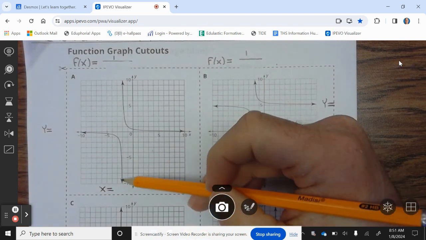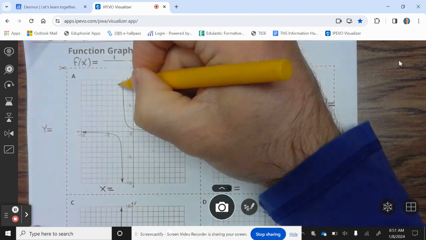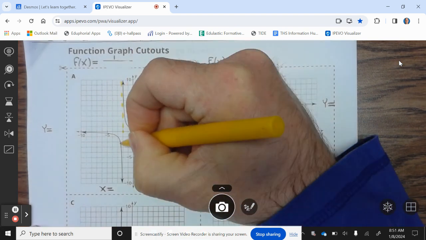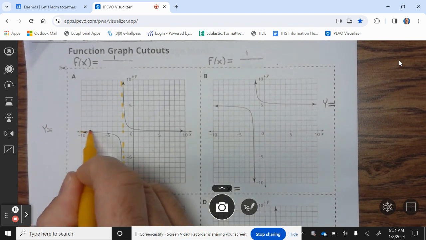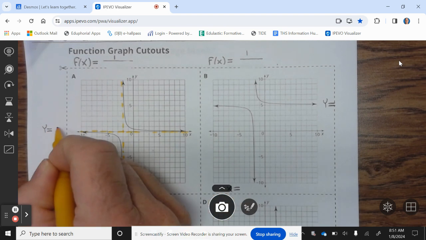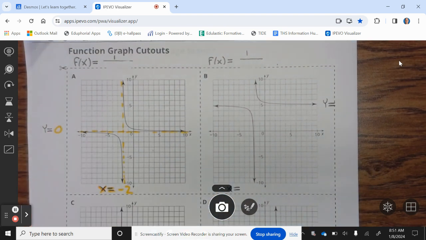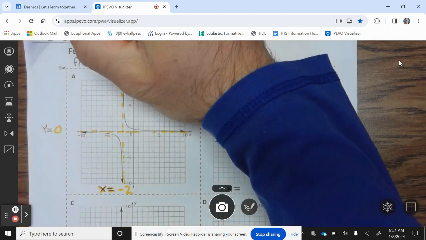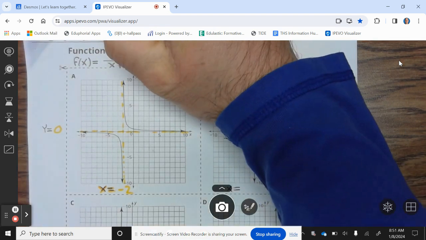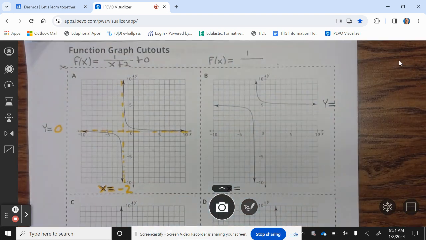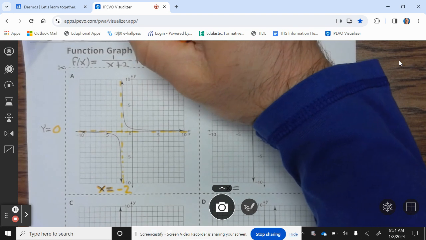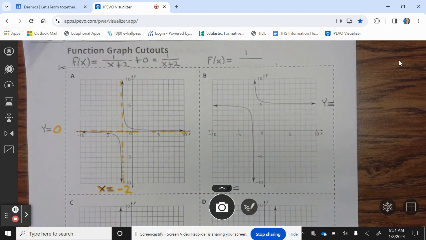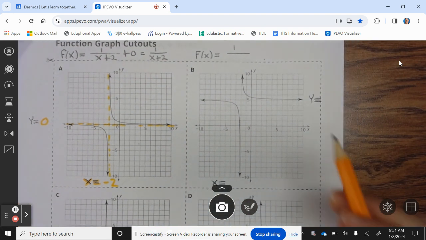Okay, so it looks like we have a vertical asymptote at x equals negative 2 and a horizontal asymptote at y equals 0. So our equation would be 1 divided by x plus 2 plus 0, which can be written as 1 divided by x plus 2. All right, let's take a look at B. So we want to find the equation that corresponds to the graph.